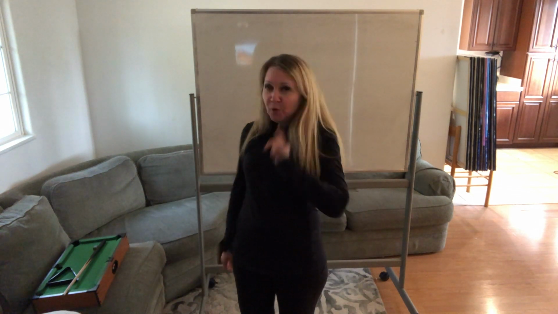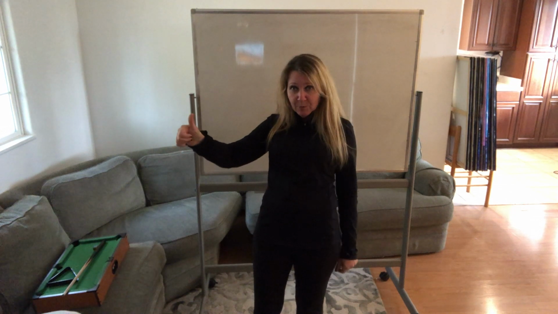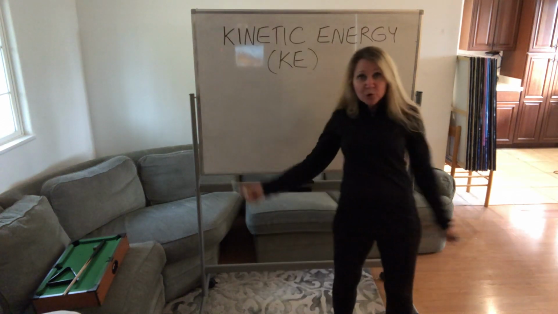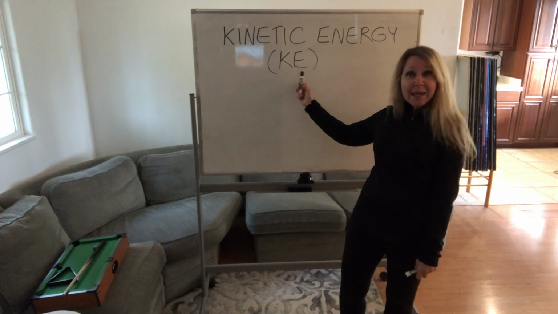So remember, there are two main forms of energy. One is potential energy, which is energy waiting to happen, energy that's stored. The second type is kinetic energy, which is energy of motion, and we just abbreviate it KE.